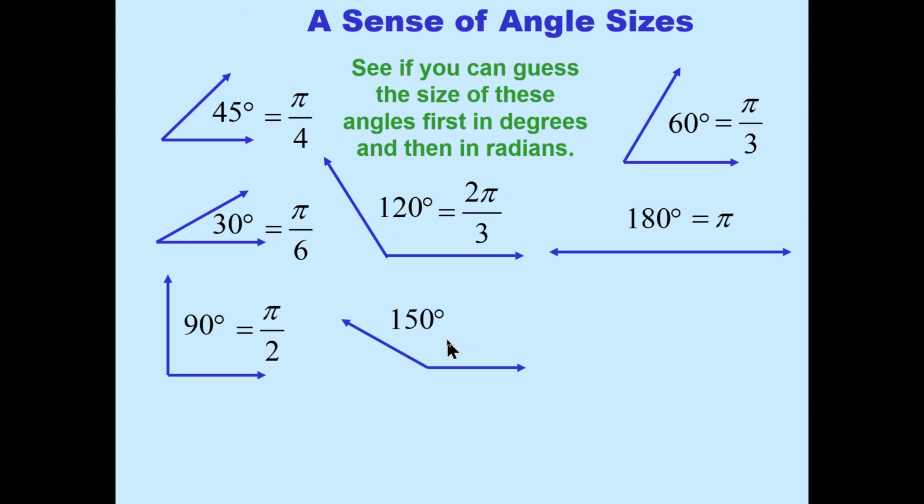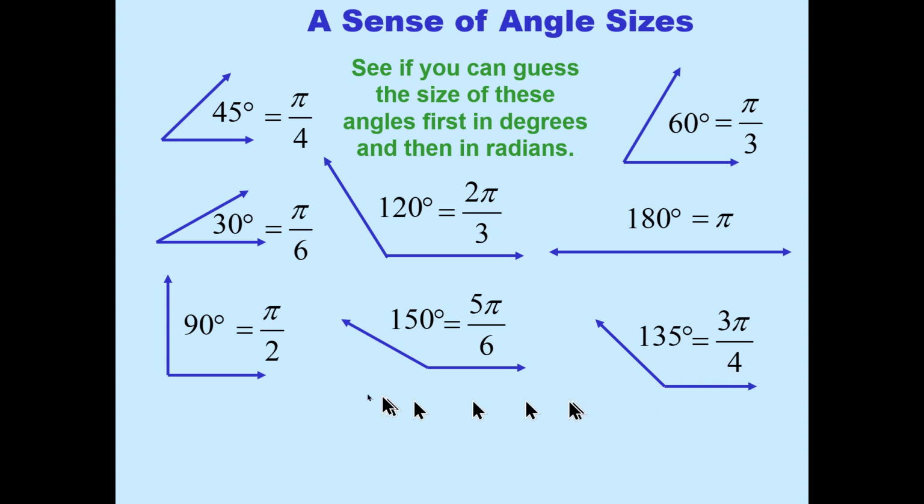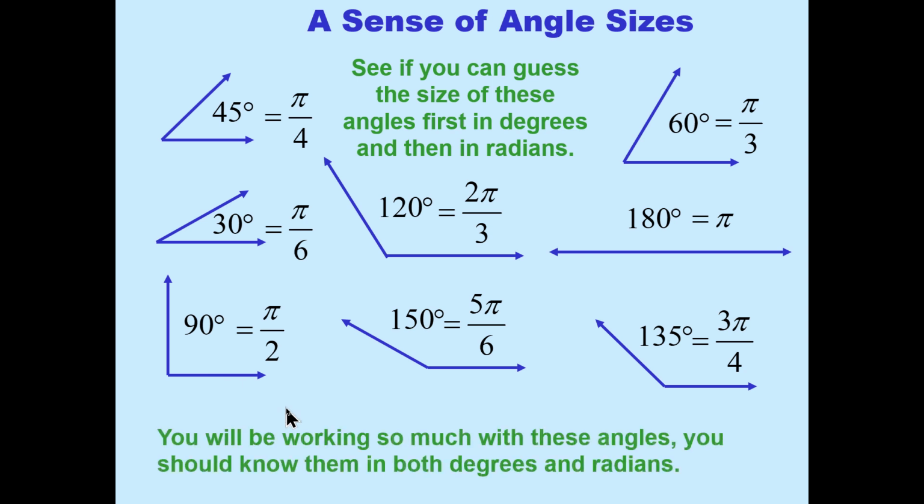This is 150 degrees, 5 pi over 6, which is 180 minus 30. 135 is the same thing as 3 pi over 4. You'll be working a lot with these angles, so know them both in degrees and radians.